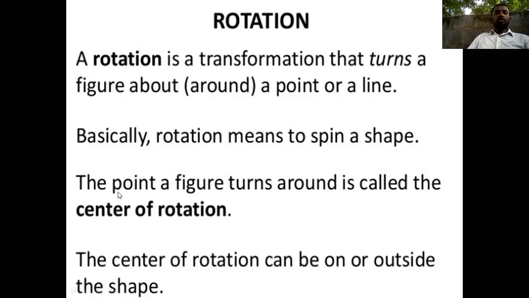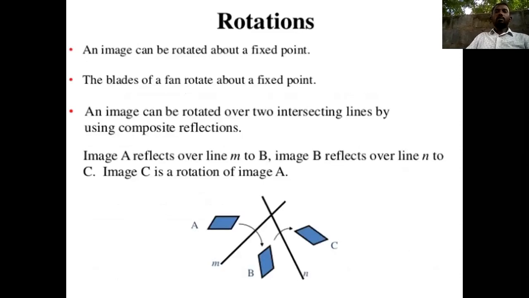So the point a figure turns around is called the center of the rotation. The center of rotation can be on or outside of the shape. That means it can be inside or outside; it can be in the shape or outside it. That is the meaning of rotation. So an image can be rotated about fixed points.